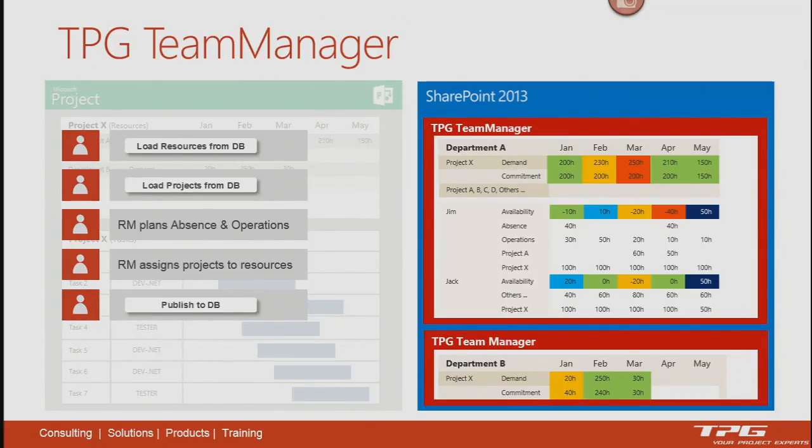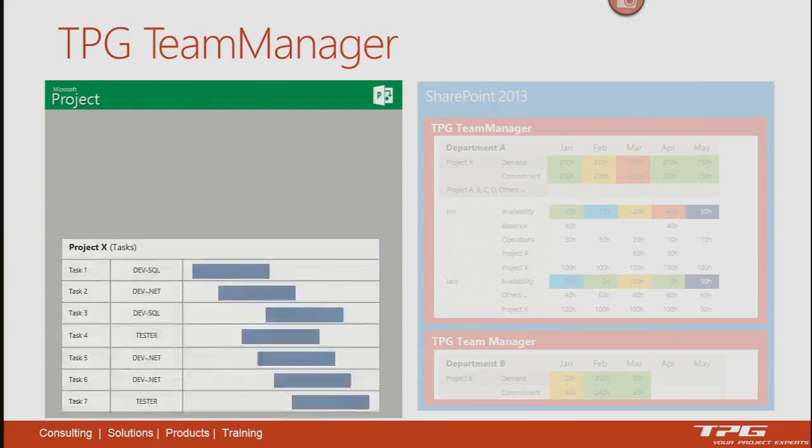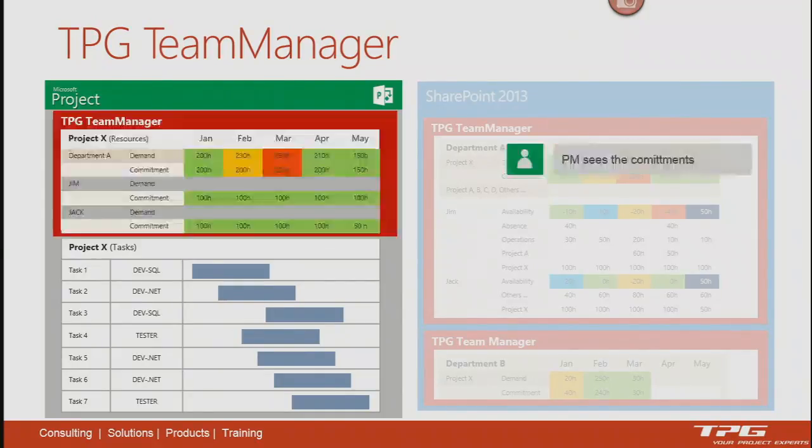And now we switch again to the other side. Now the project manager wants to know, what did I get from the team? So he still has his project schedule planned on generic resources. And then he opens a tool also called Team Manager, and he sees the commitments. He got commitments from Team A, Department A, but he didn't get them on generic resources. Obviously, he got Jim and Jack.